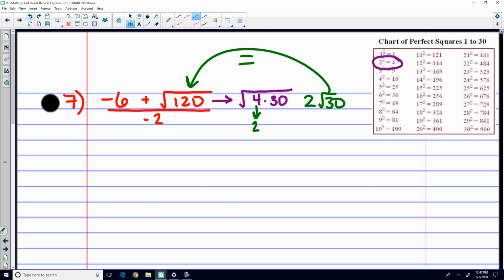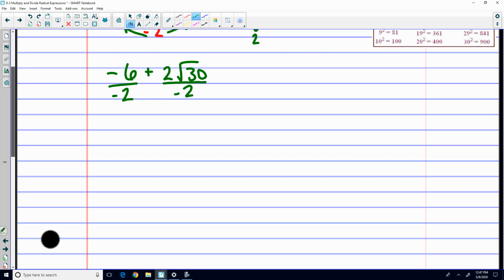So let's rewrite this with my reduced radical on it now. I have -6 plus 2 square root of 30, and I'm going to write it a little different. I'm going to give this 2 to each term, -2, -2, and I have to do that because it's not applying to just the -6. It is applying to the other one as well. So let's go ahead and reduce these. I can go ahead and do this division. -6 divided by -2 would be +3.